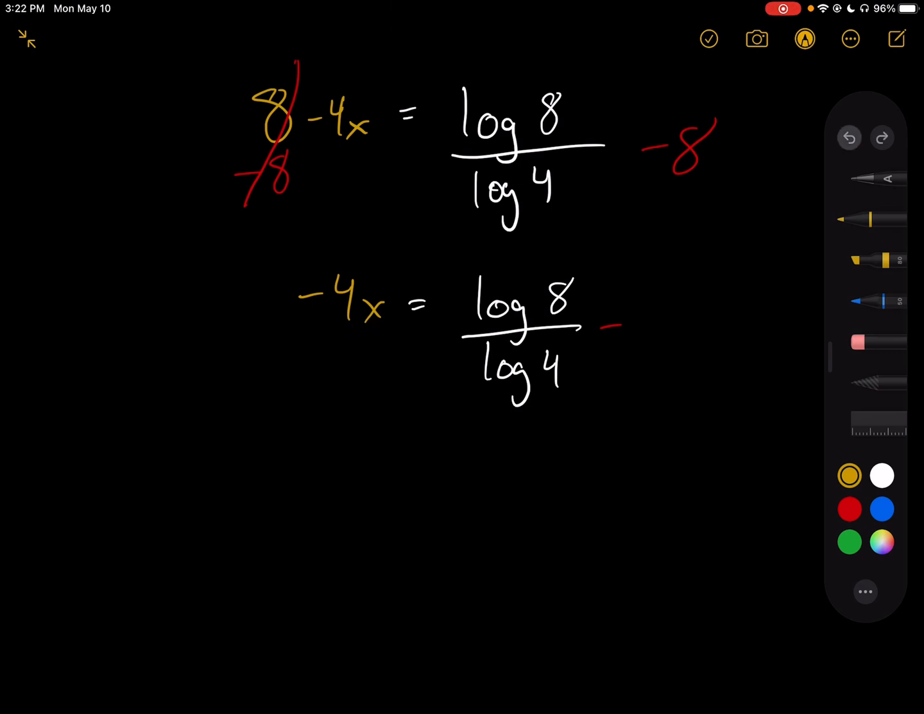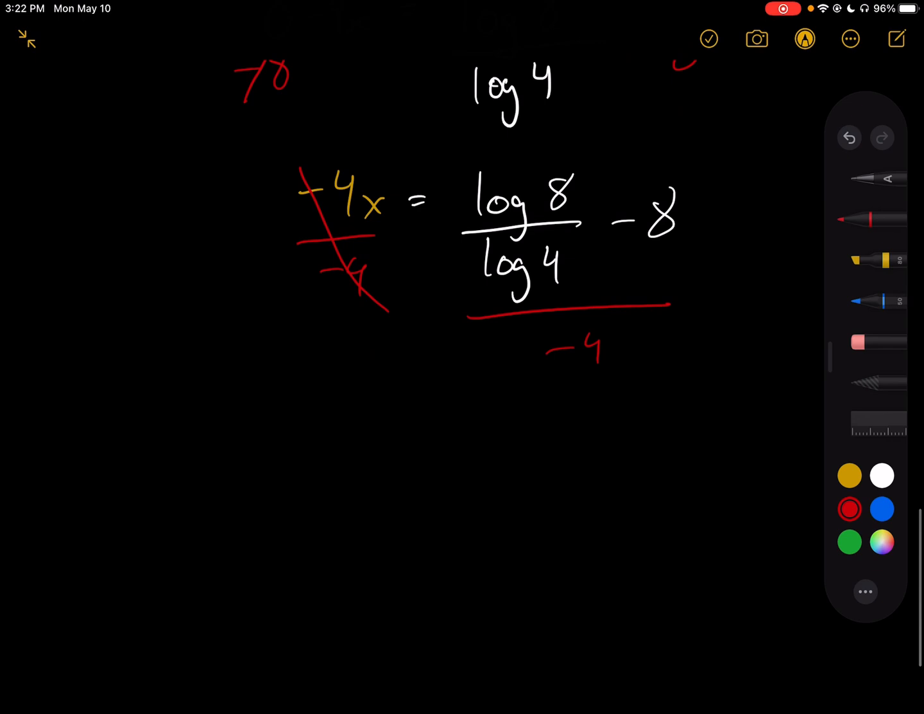Let me change my color scheme a bit here. I'm just going to leave that as is, and we'll divide by red. There we go, negative 4. So all of that divided by negative 4. So for my final answer, you have a couple ways. You could leave it as it is right there. So negative 4 is just dividing everything.